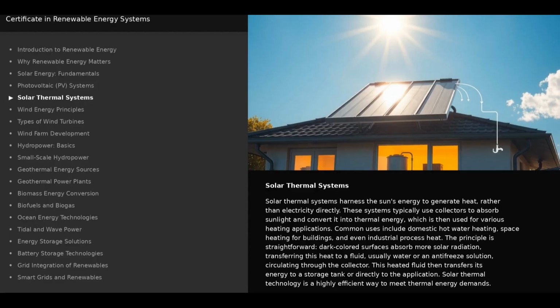Solar thermal systems harness the sun's energy to generate heat rather than electricity directly. These systems typically use collectors to absorb sunlight and convert it into thermal energy, which is then used for various heating applications. Common uses include domestic hot water heating, space heating for buildings, and even industrial process heat.